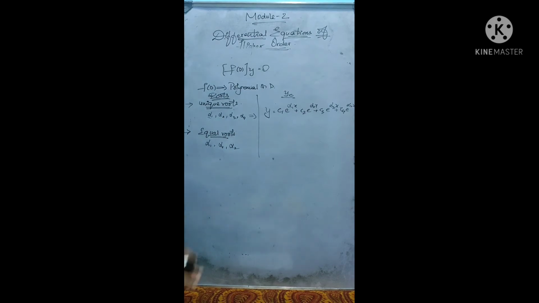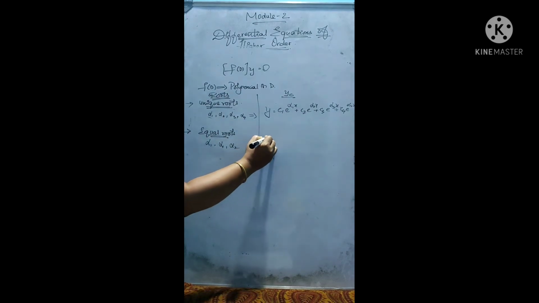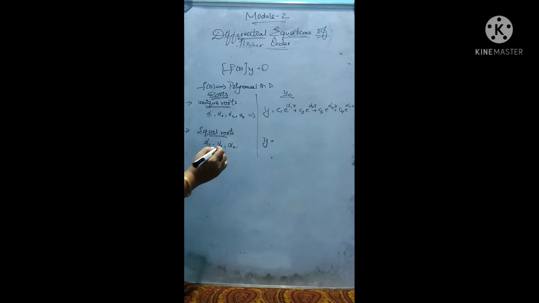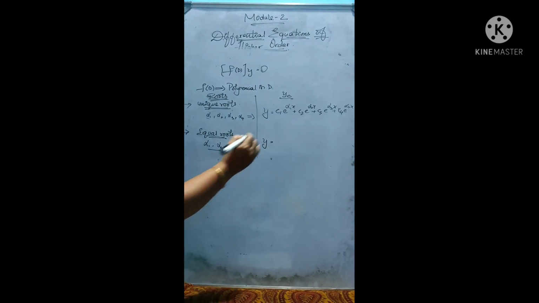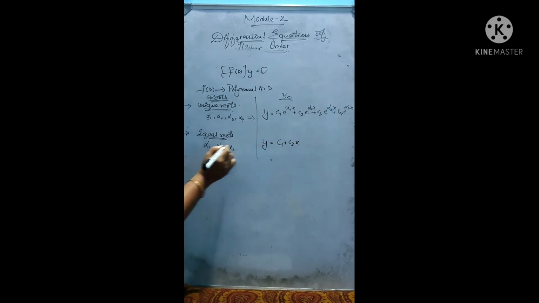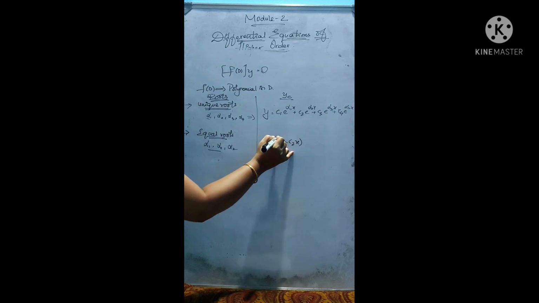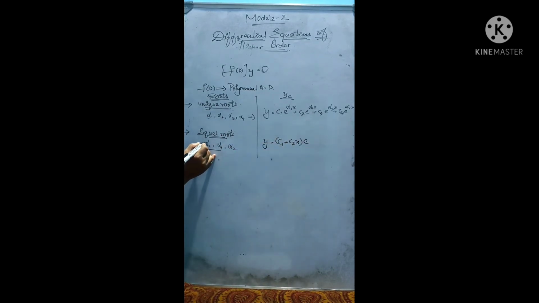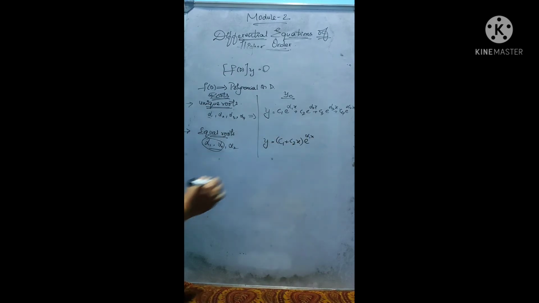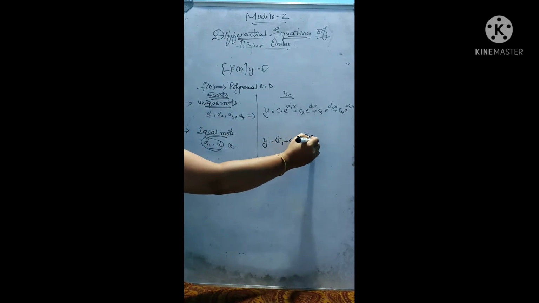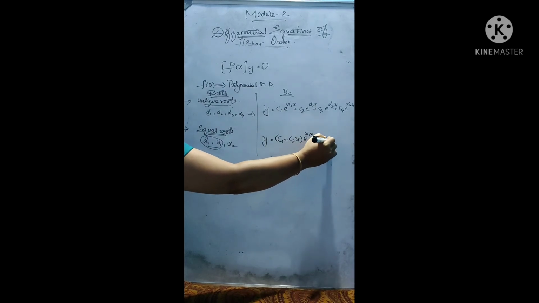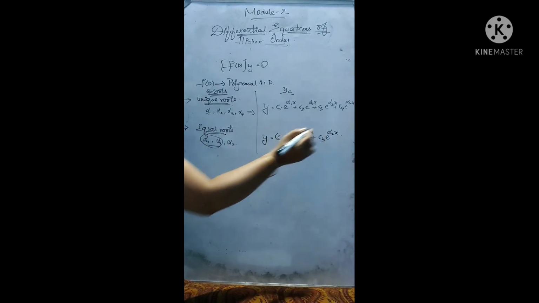In such a case, how are we going to write y? Whenever we have equal roots, we have to consider c1 + c2 x. Since two of them are equal, two terms come like this, multiplied by e raised to the equal root, which is the coefficient of x in the exponent, plus the remaining term written as it is, c3 e^(alpha 2 x).